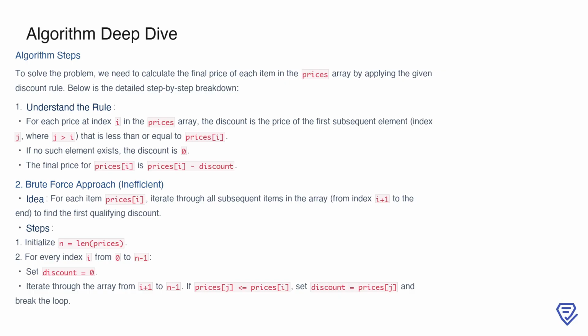The simplest way to approach this is through a brute force method. For each item in the array, we iterate through all subsequent items to find the first valid discount. This involves initializing the length n of the array and looping through each index i from 0 to n-1. For each i, we start with a discount of 0 and iterate through the array from i plus 1 onward. If we find a price that satisfies the condition, we apply it as the discount and stop the search for that item. However, this approach has a time complexity of n squared, since for each element, we potentially iterate through the remaining elements in the array, leading to inefficiency for larger arrays.